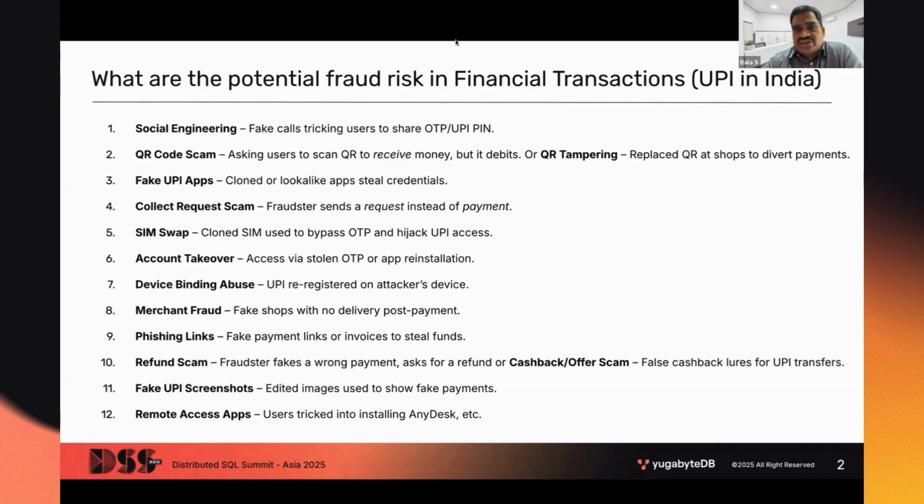The use case I'm taking is very specific to fraud risk in financial transactions, particularly in UPI in India. As all of you know, UPI is the Unified Payments Interface. It's an instant payment from your mobile to any bank. It happens in a fraction of a millisecond to seconds, depending upon your network. It started in 2016, so it has been in this market for close to 10 years.